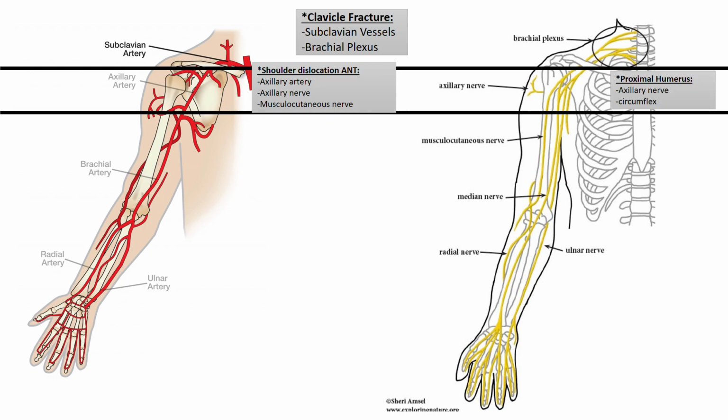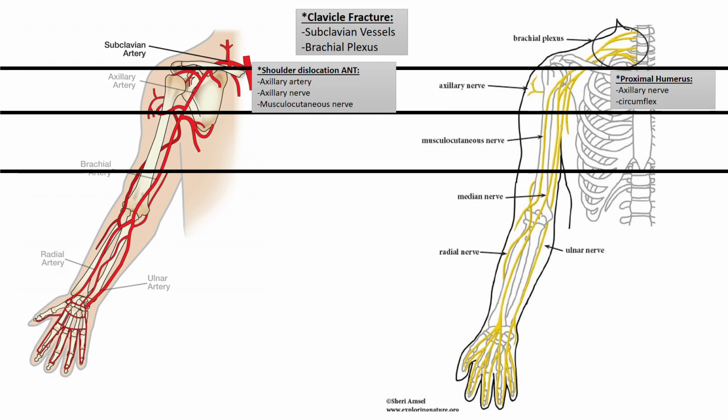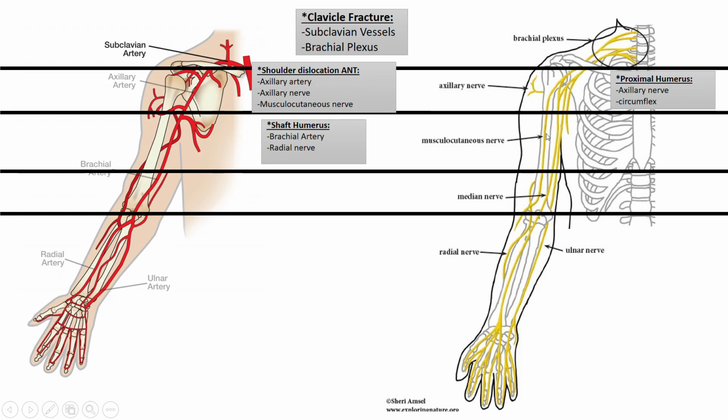There will also be proximal humerus injury. This may cause axillary nerve injury and injury to the circumflex nerve, which is the branch of the axillary nerve. Shaft of the humerus fracture, there will be injury to the brachial artery and the radial nerve, which passes in the spiral groove in the posterior part of the humerus shaft.